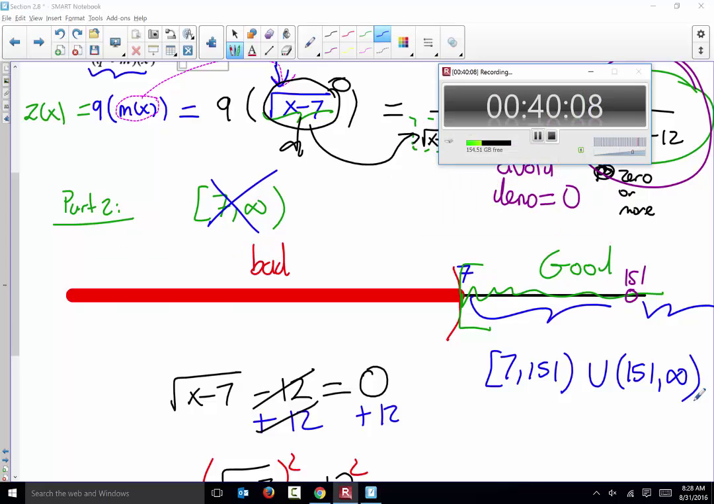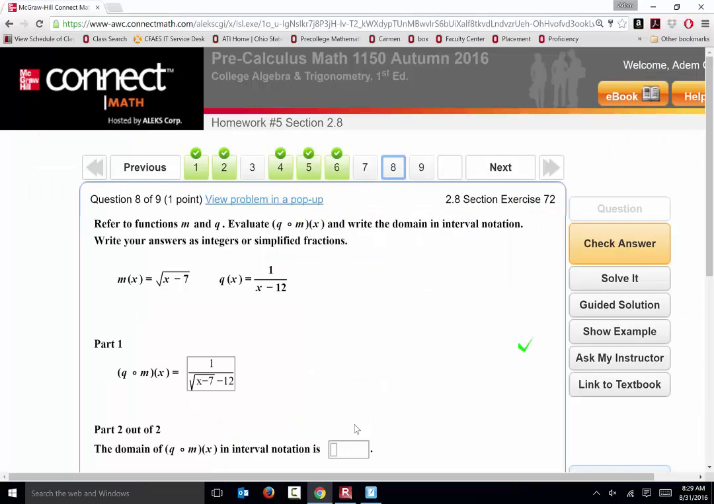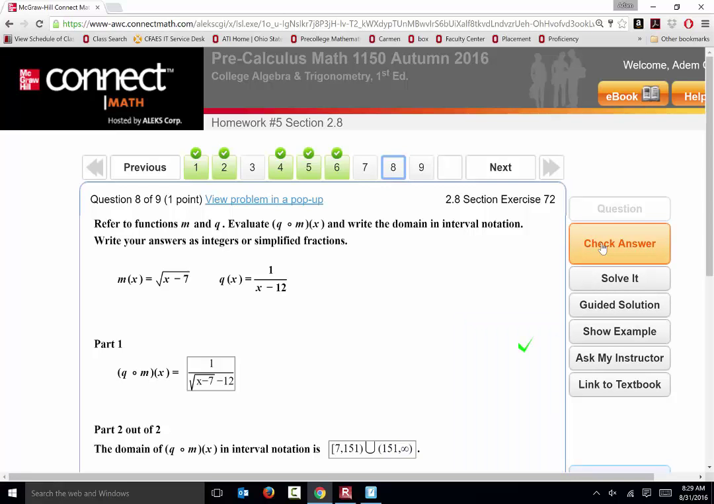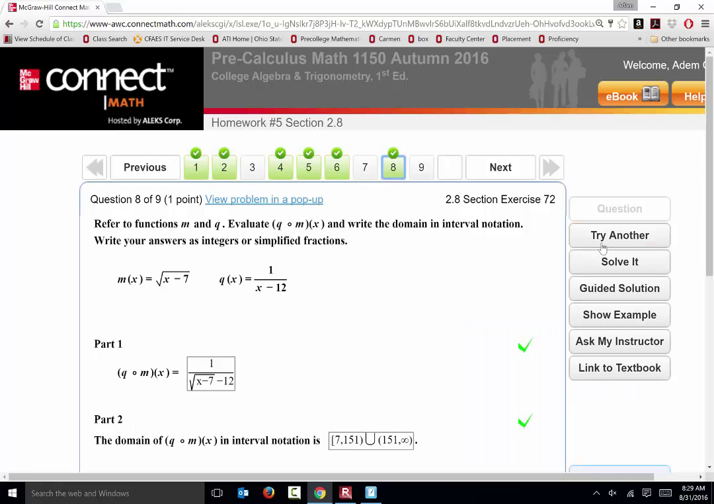Let's test. Alright, so it's going to be a union of two intervals. I use the union symbol here. Okay. Very good. That's a tricky question. Most people just focus on the square root and forget about the fraction. We must pay attention to that.